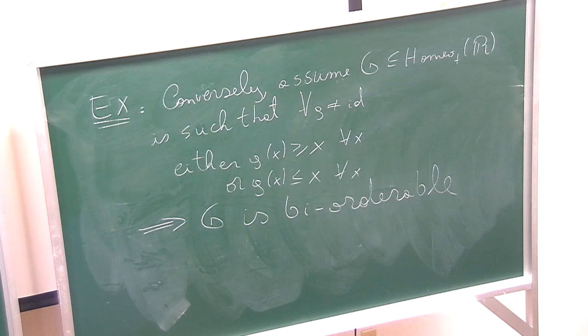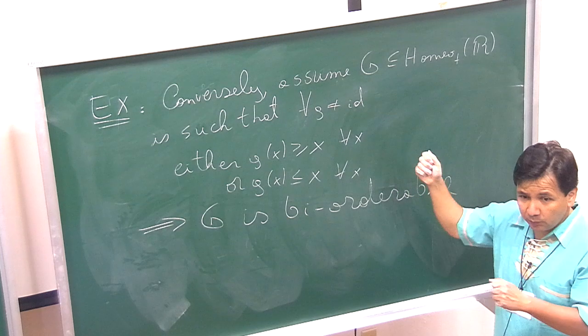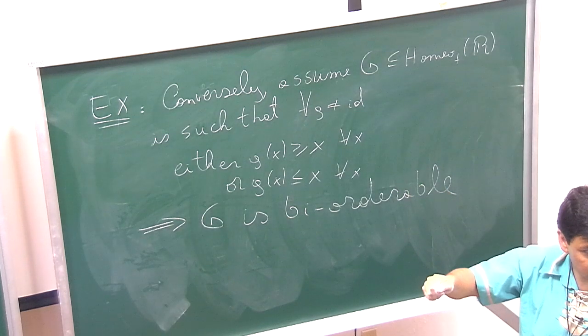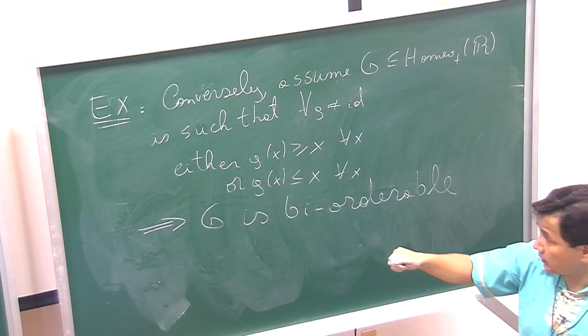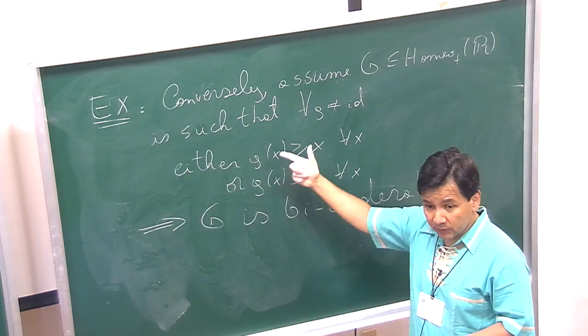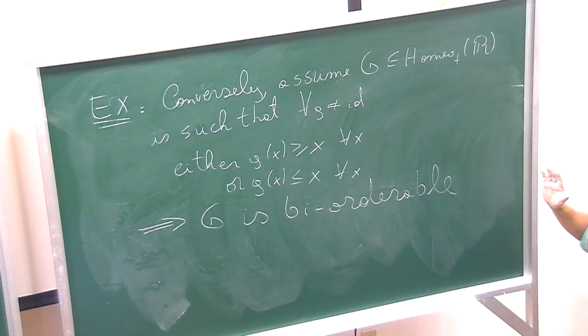This is a real exercise. You just look at what we did yesterday. So starting with an action, we build an order. And you look at what happens with that order, given that the action has this property. And you will check this is a bi-order.